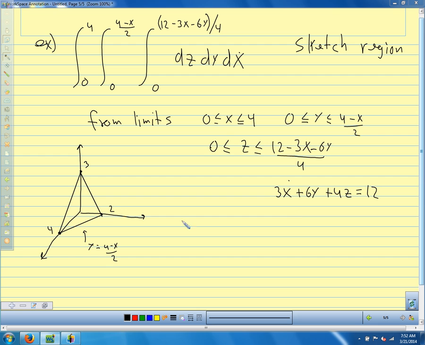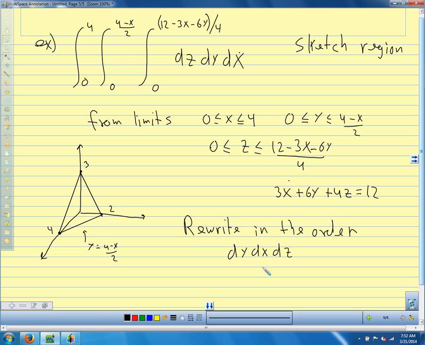Now let's see if we can do this part. Let's rewrite it, changing our order of integration to dy, dx, dz. So the way we can think about this one is when we have our order of integration dz, dy, dx, this dy dx is our region in the xy plane. So that's this little triangle in the xy plane.